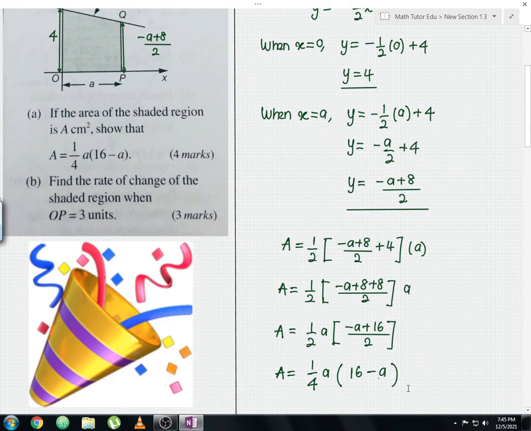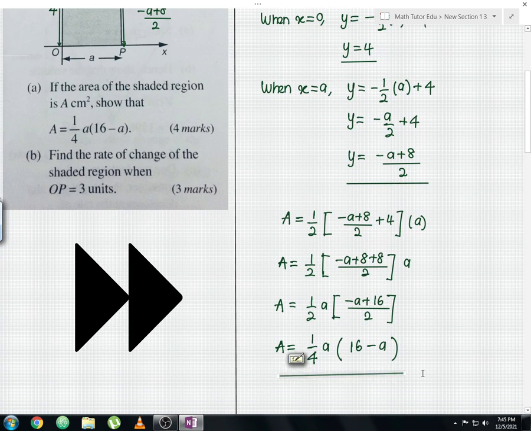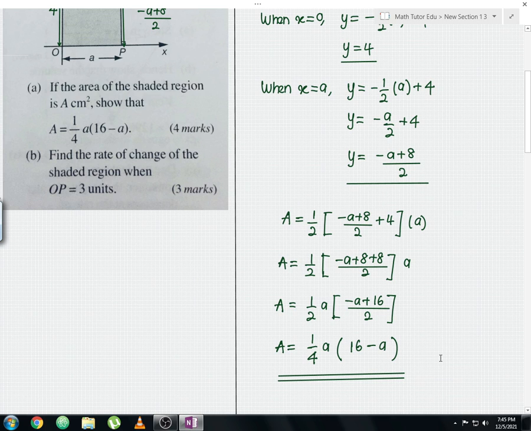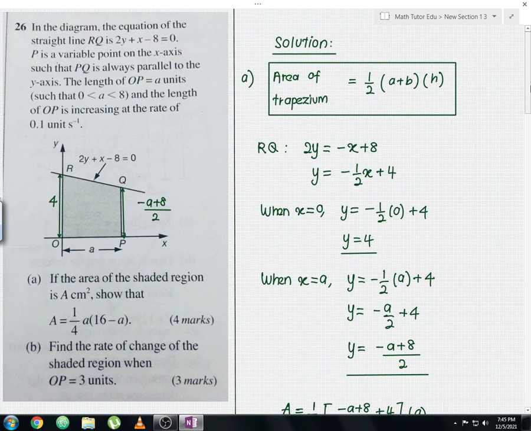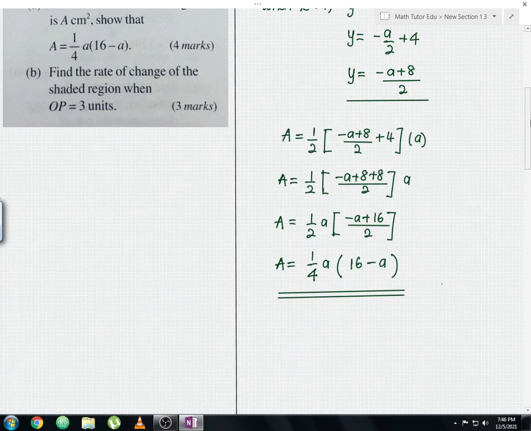Okay guys, so let me underline the solution for the question part A. This question might look complicated, but you just have to know the area of a trapezium, and then find all the lengths required, and calculate the area of the trapezium, and then you should be getting the expression over here. So let us proceed with our discussion for question part B, where we are required to find the rate of change of the shaded region when OP is equal to 3 units.